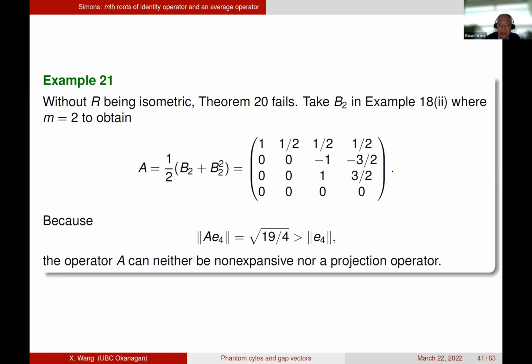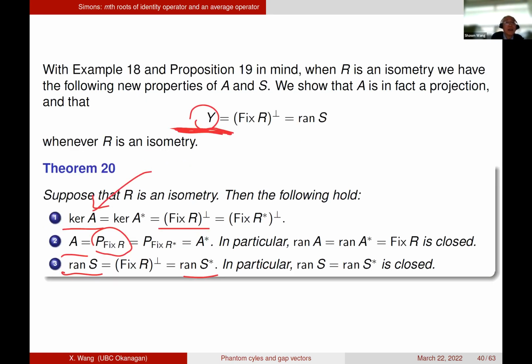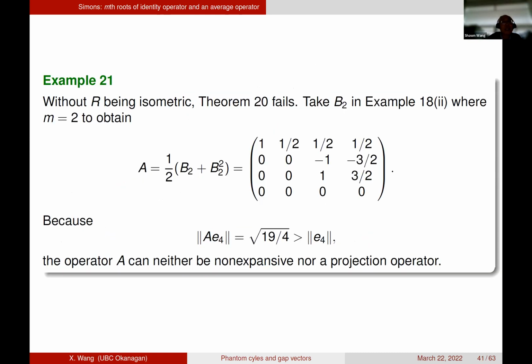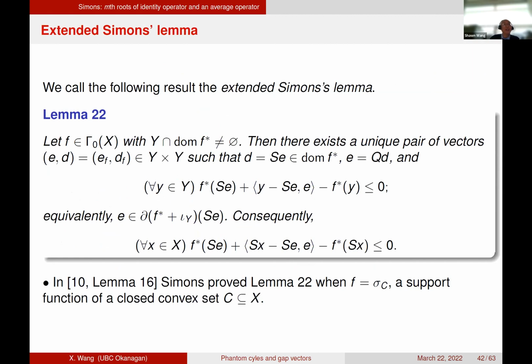Now, the condition here: if you do not assume R is an isometry, this theorem is not right. That's why we gave you the example earlier. Using B2, you found that the result is not right. Now, Stephen Simon shows the following result for f equal to the indicator function.